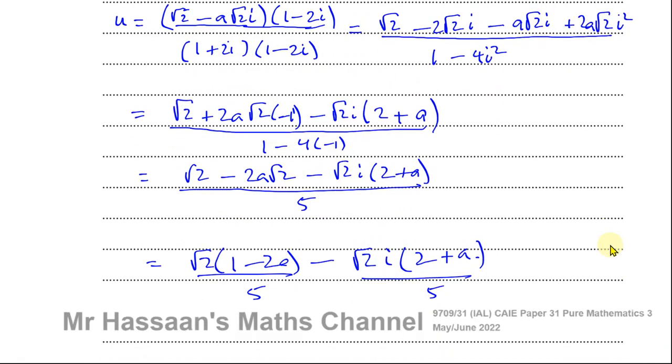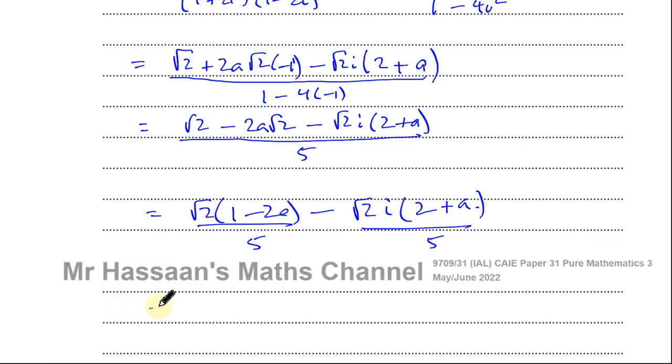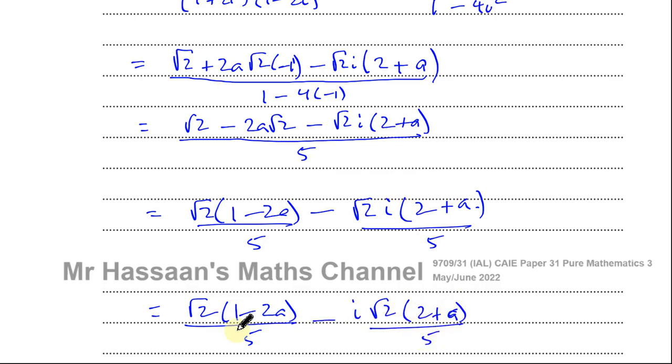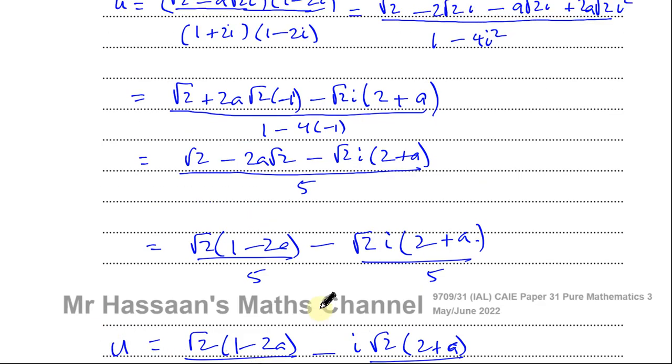and I have x plus iy. So let me just write this in exactly the form they wanted. So root 2, 1 minus 2a over 5. That's the first term without the i, minus i times root 2 times 2 plus a all over 5. Okay, so this is the answer to part A.